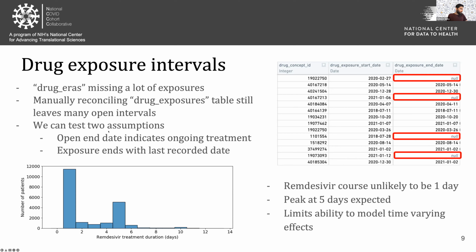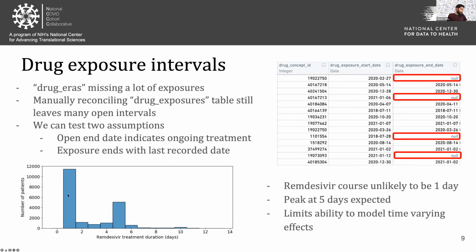Do you assume that an open end date means that a patient is still on treatment up until the last data pull? Or does it mean that the exposure is a single-day exposure and it ends with the last recorded date? So with something like dexamethasone or a steroid, it's hard to get to the bottom of it. But something like remdesivir, which has a very well-defined course of treatment, either 5-day or 10-day, et cetera, with increasing days from there on out, you can actually start testing how certain assumptions affect the overall distribution of treatment duration.